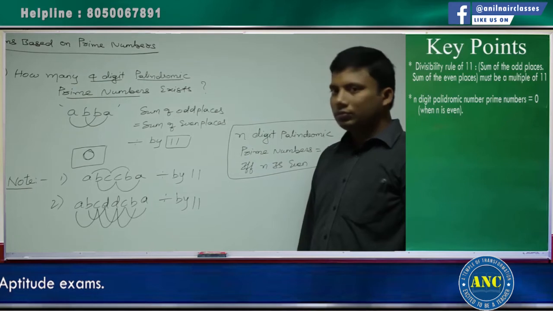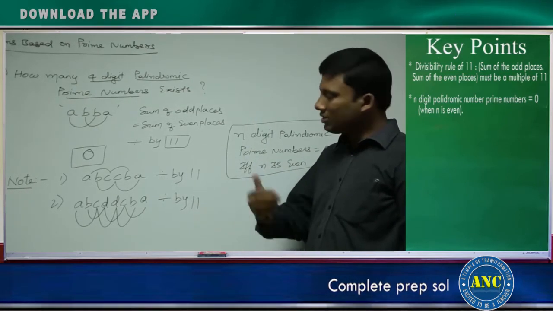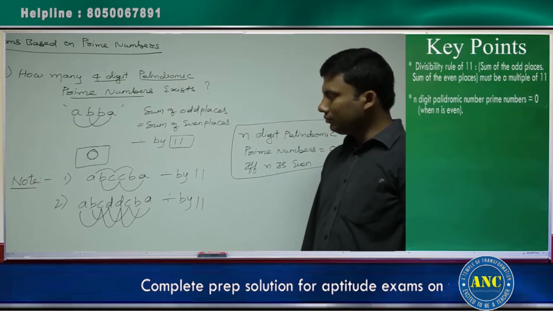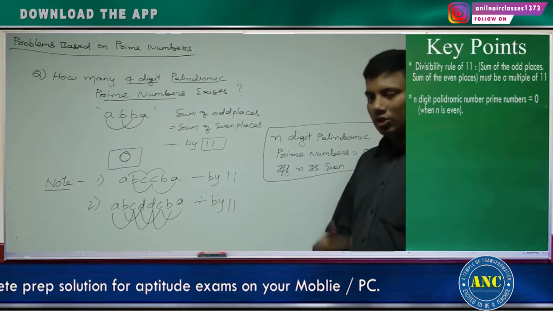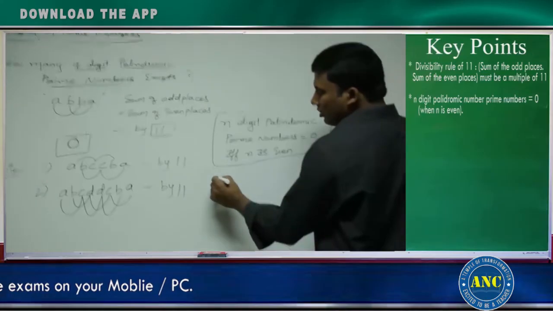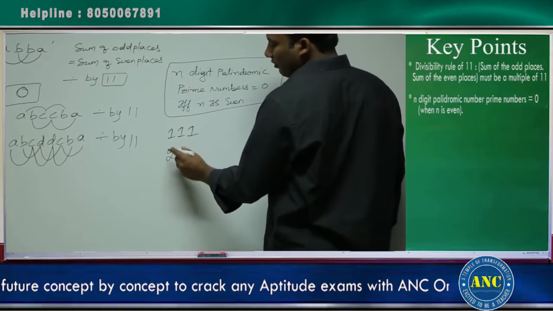If n is odd, it may or may not be divisible. In that case, we will use a different notation. Just to give you an example, suppose n is odd, a single digit written an odd number of times.